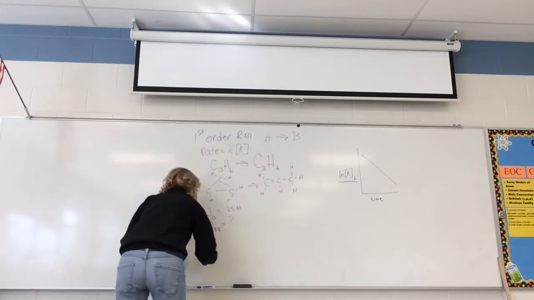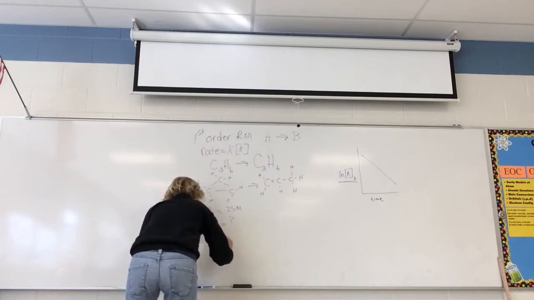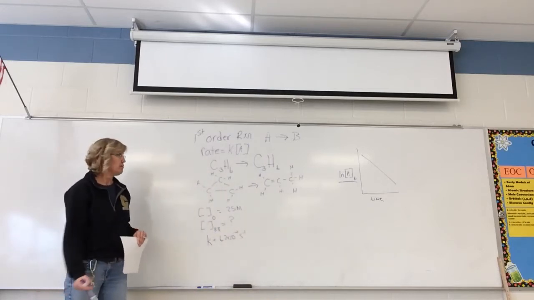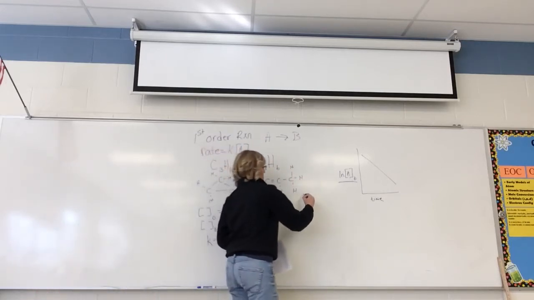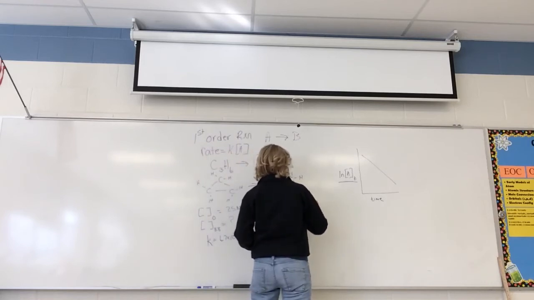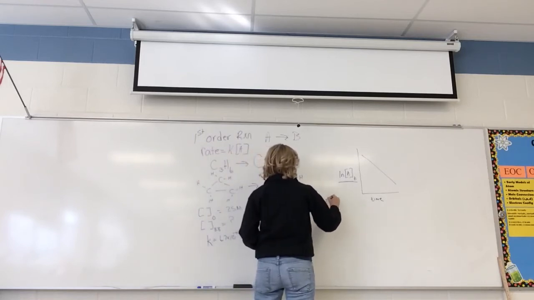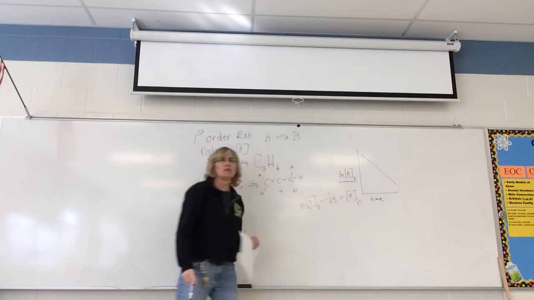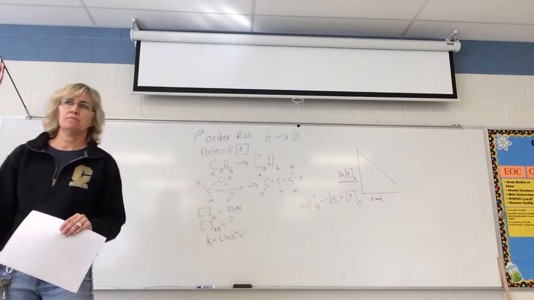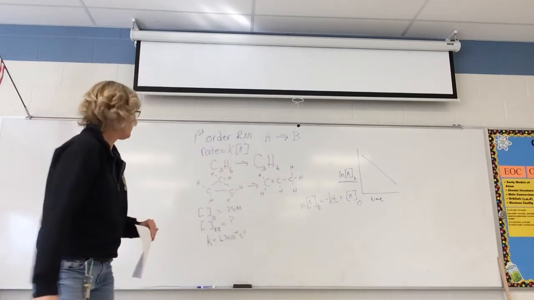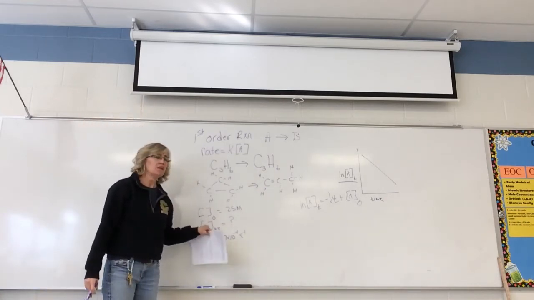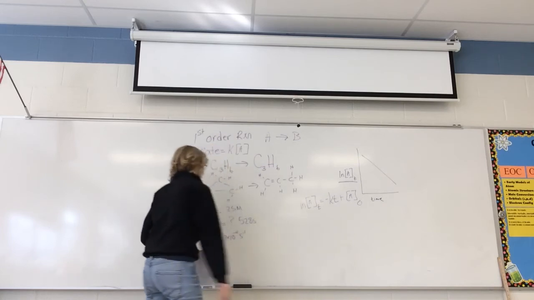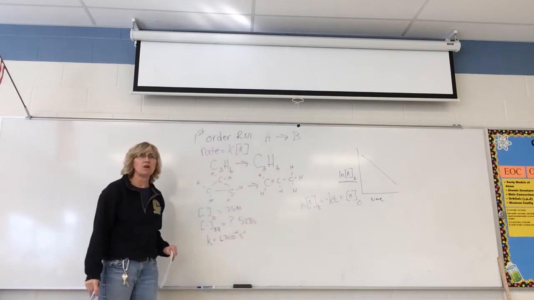Well, they gave us the k is equal to 6.7 times 10 to the negative fourth. But what units is t in our equation? Seconds. So what do we have to do with this value? Yeah, convert it to seconds, don't we? Now we just simply take those numbers and fill them into our equation.